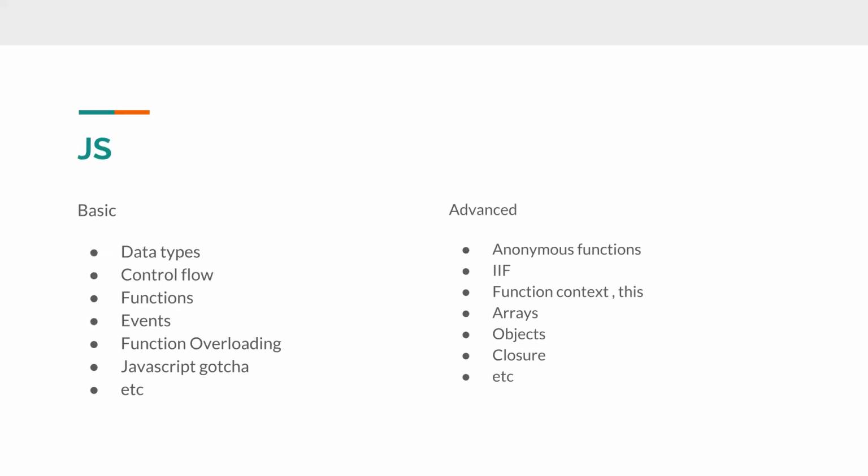Then we are going to deep dive into functions. What is a function? How to declare a function? How to pass a parameter? What is the function context? Then anonymous functions, immediately invoked functions, and how to call functions in different ways. Then we are going to talk about events. What events are available in HTML, like click event, hover event, change event, blur event, focus event, and how to attach events in JavaScript, and how to do it through addEventListener.